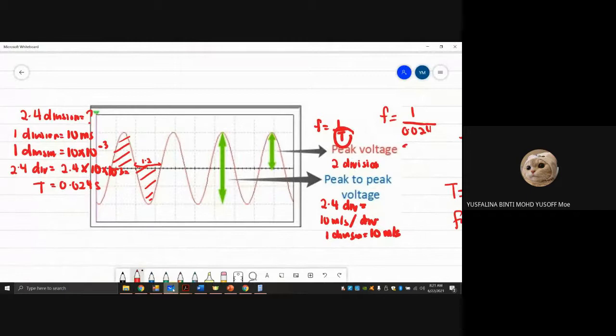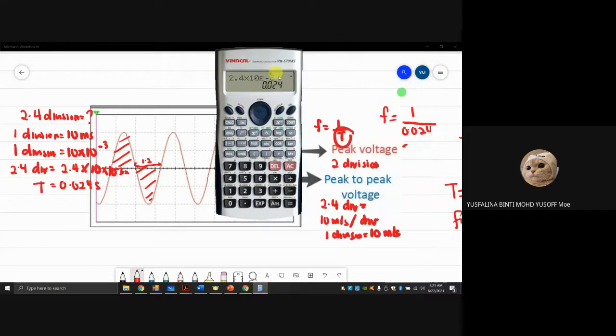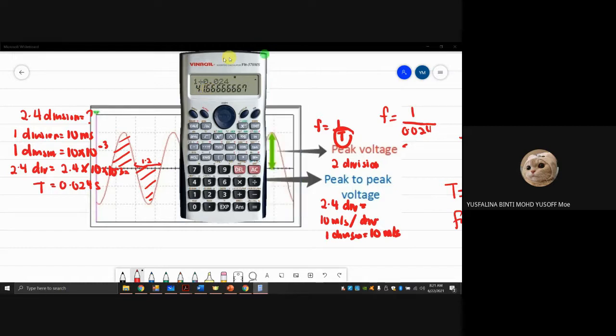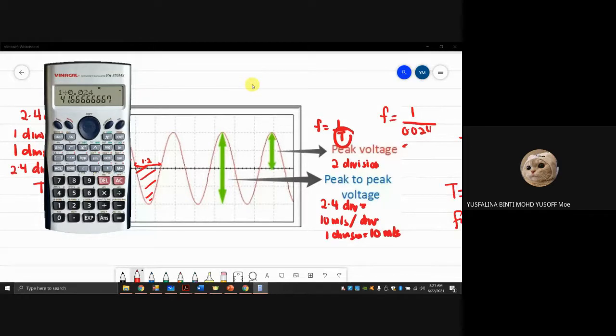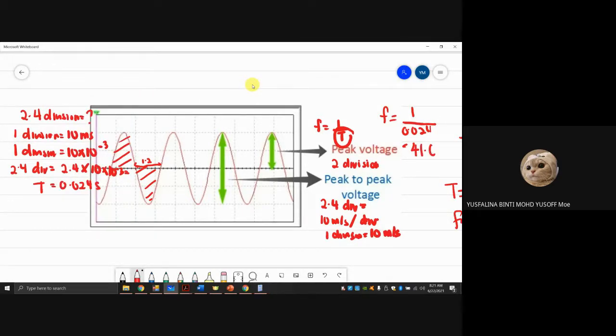Okay, so what is the frequency here? This one that I calculated is actually the T. So what is the frequency here? 1 divided by 0.024. Try to use your calculator. 1 divided by 0.024. So you got the answer 41.67. Correct? Did you get the same answer as mine? So 41.67 hertz. So that's the unit. Okay. So that's how you calculate the period, frequency, and also measure the voltage. To measure the voltage, you use the vertical one, the y-axis. Okay, the division for the y-axis.